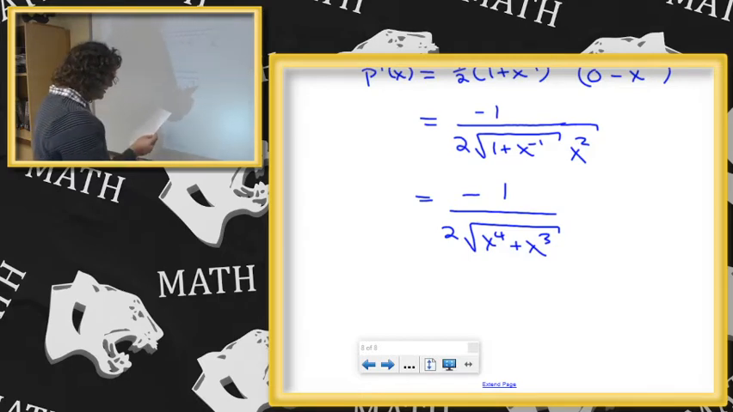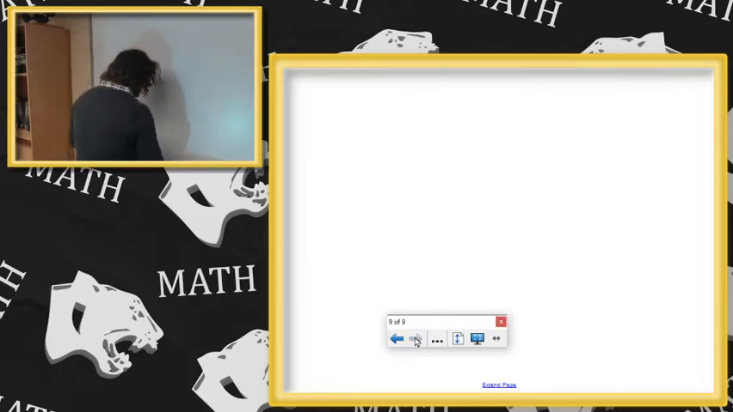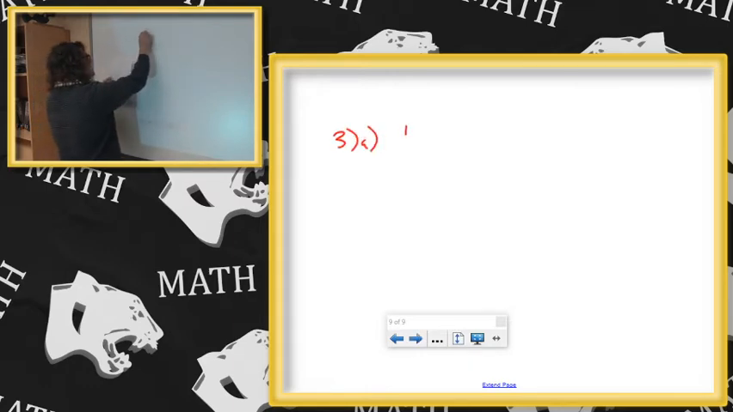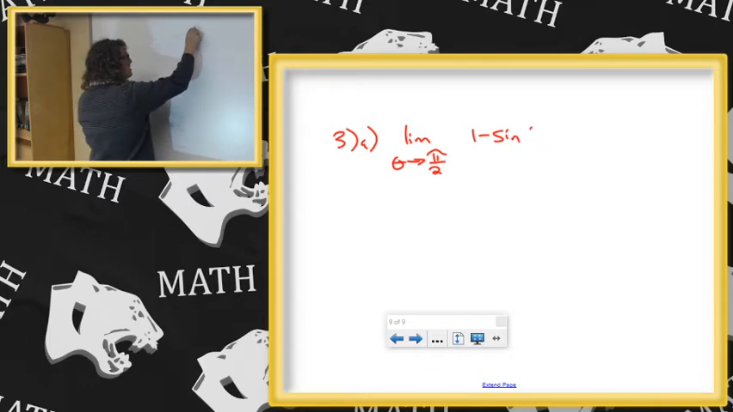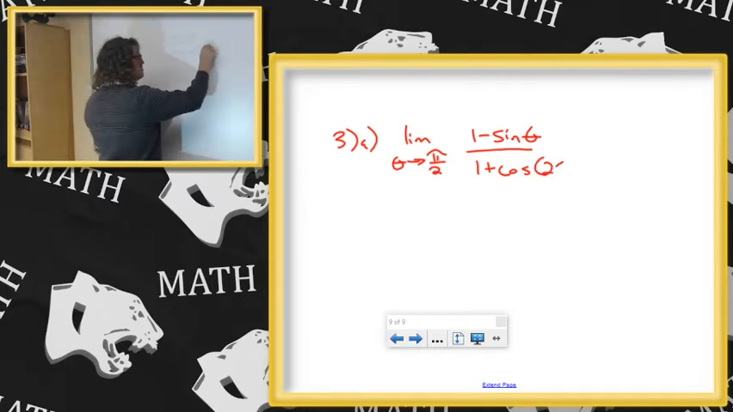Next up, compute these limits, show your work. In particular, if a limit does not exist, briefly explain why. All right, so the first one is 3a. The limit as theta approaches pi over 2 of 1 minus sine theta over 1 plus cosine 2 theta.